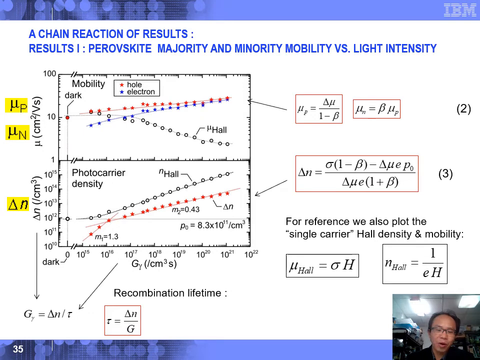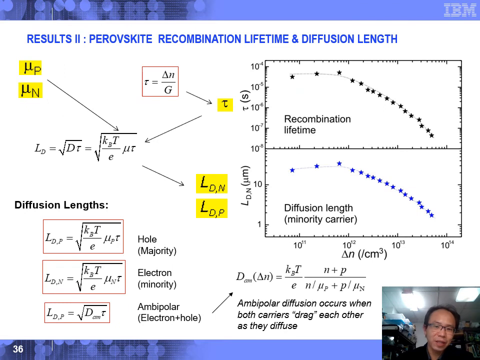And furthermore, given this information, you could extract additional important parameters from your material. For example, given the mobility that you get and also the photon density that you could calculate from laser light intensity calibration, you could calculate recombination lifetime. And given the lifetime and mobility, you could also calculate diffusion length for the three kinds of diffusion length here: hole, electron, and ambipolar type.